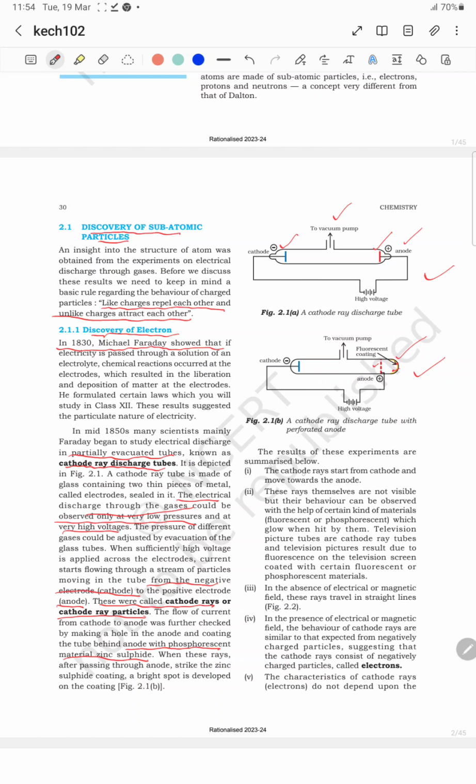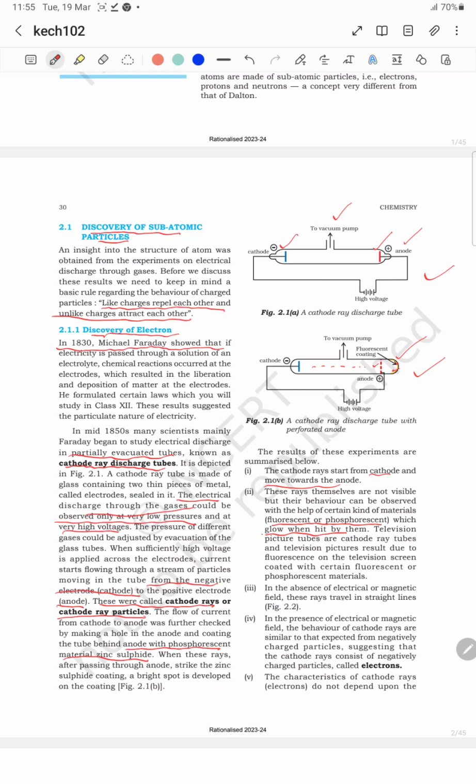The results of these experiments are summarized below. The cathode rays start from the cathode and move towards the anode. These rays themselves are not visible, but their behavior can be observed with the help of certain kinds of materials, fluorescent or phosphorescent, which glow when hit by them. Television picture tubes are cathode ray tubes, and television pictures result due to the fluorescence on the television screen coated with certain fluorescent or phosphorescent materials.